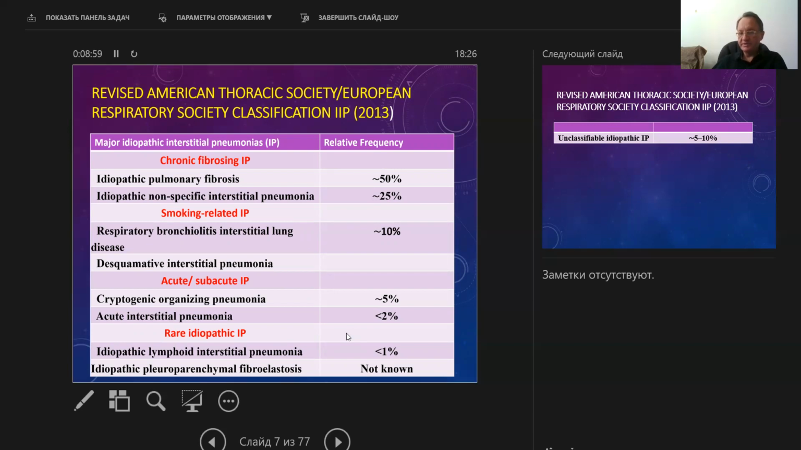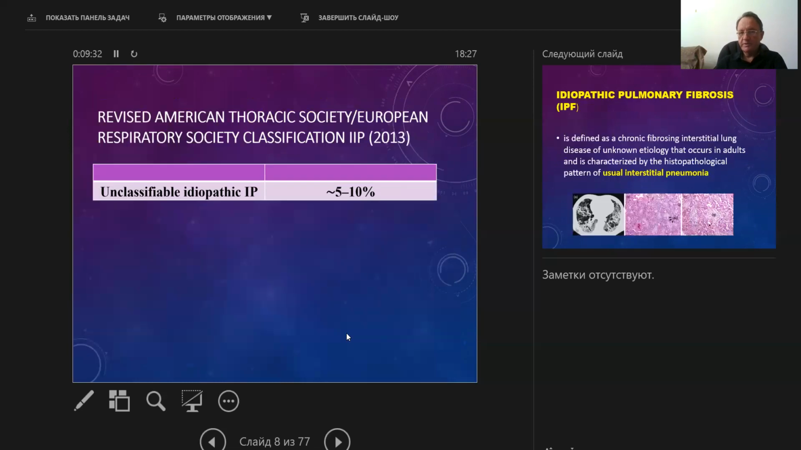Sometimes when we obtain the clinical results, the lab and instrumental investigations, including high-resolution CT scan and biopsy, it is very difficult to classify the concrete clinical form of idiopathic interstitial pneumonia. That's why we have the right to make the diagnosis of unclassifiable idiopathic interstitial pneumonia.